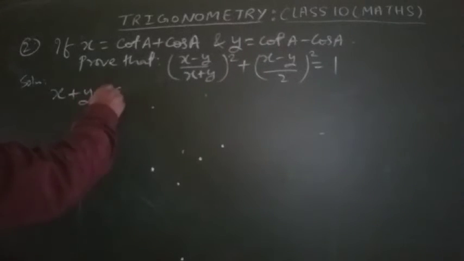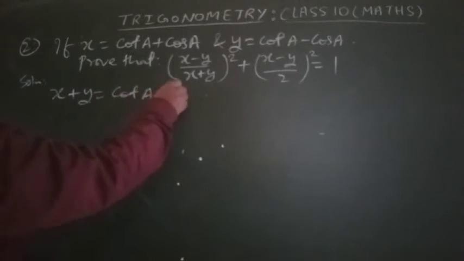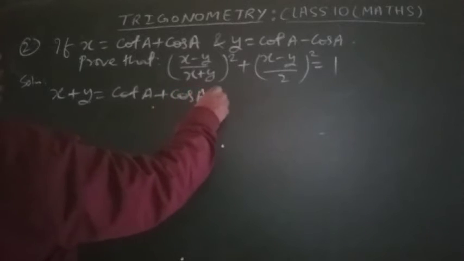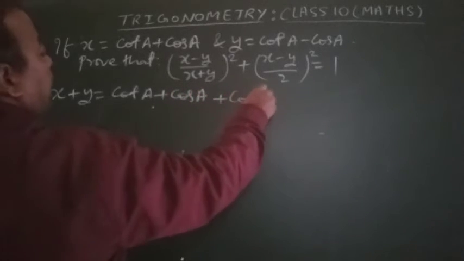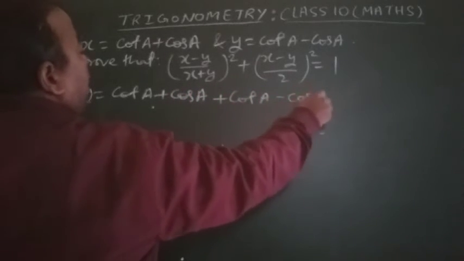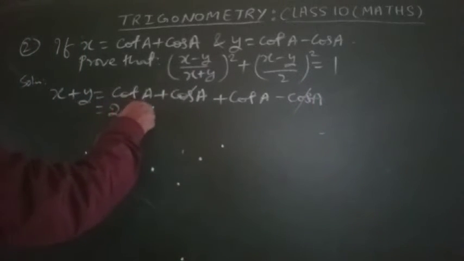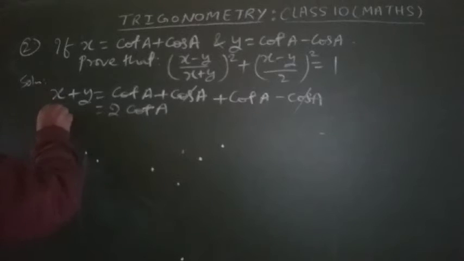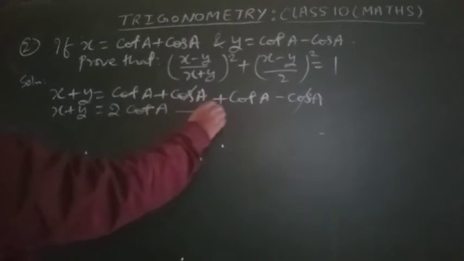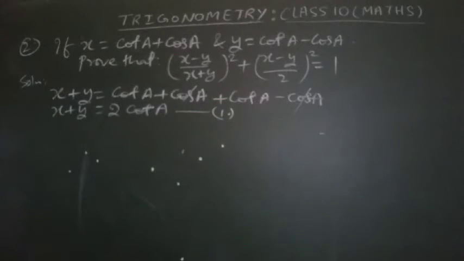I just write here cot A plus cos A and cot A minus cos A. So here cos A cancels. The value of this is 2 cot A. So x plus y value is 2 cot A. This is equation number 1.